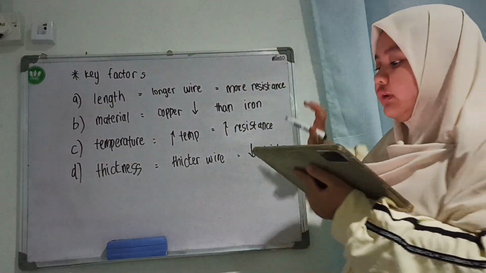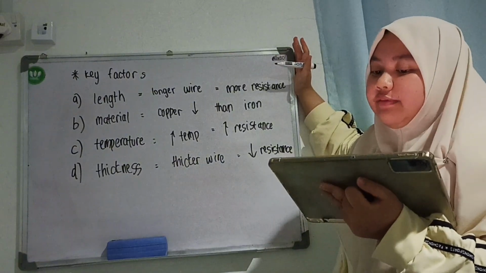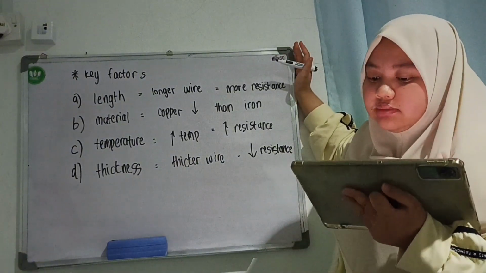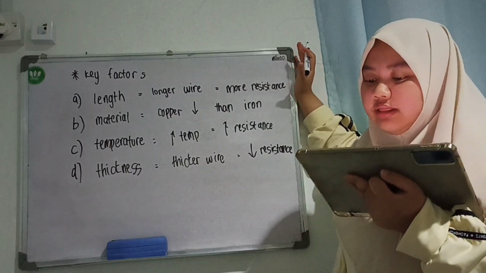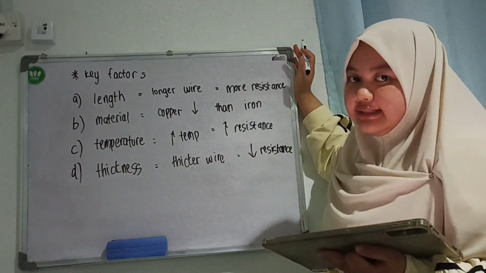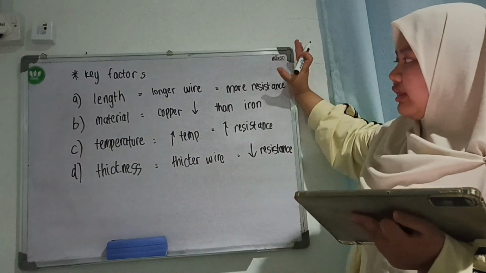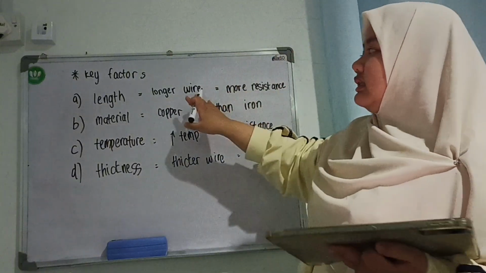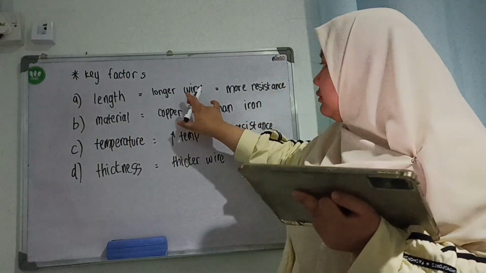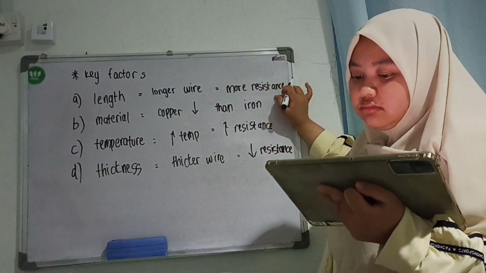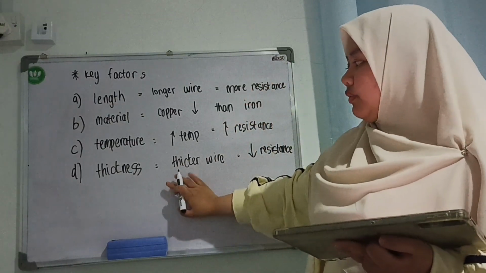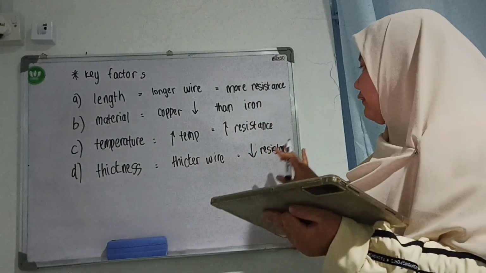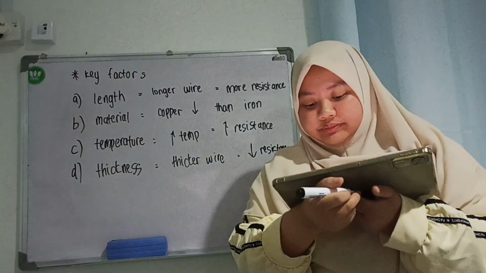So these are the 4 key factors that can affect the resistance. For example, a long, thin wire has more resistance than a short, thick wire, where long means more resistance and thin wire has more, whereas thick wire has less resistance.